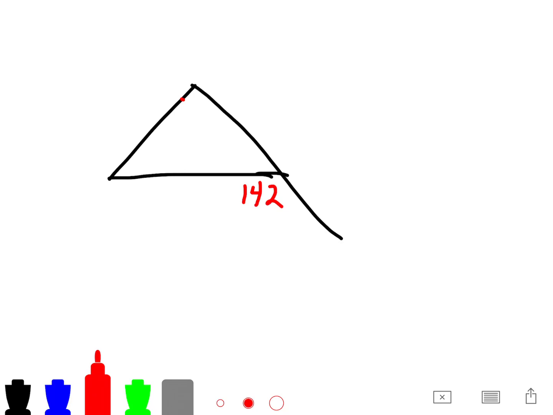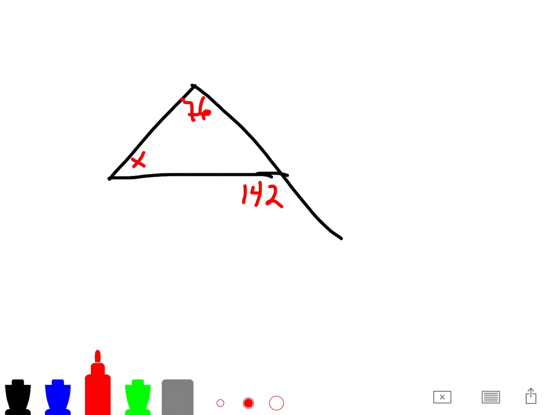So not counting this adjacent angle, we're not counting that one. External angle theorem says if we're measuring the external angle, it's going to be equal to the non-adjacent internal angles. So that's 76, and this is my x. We're not really sure what that one is.